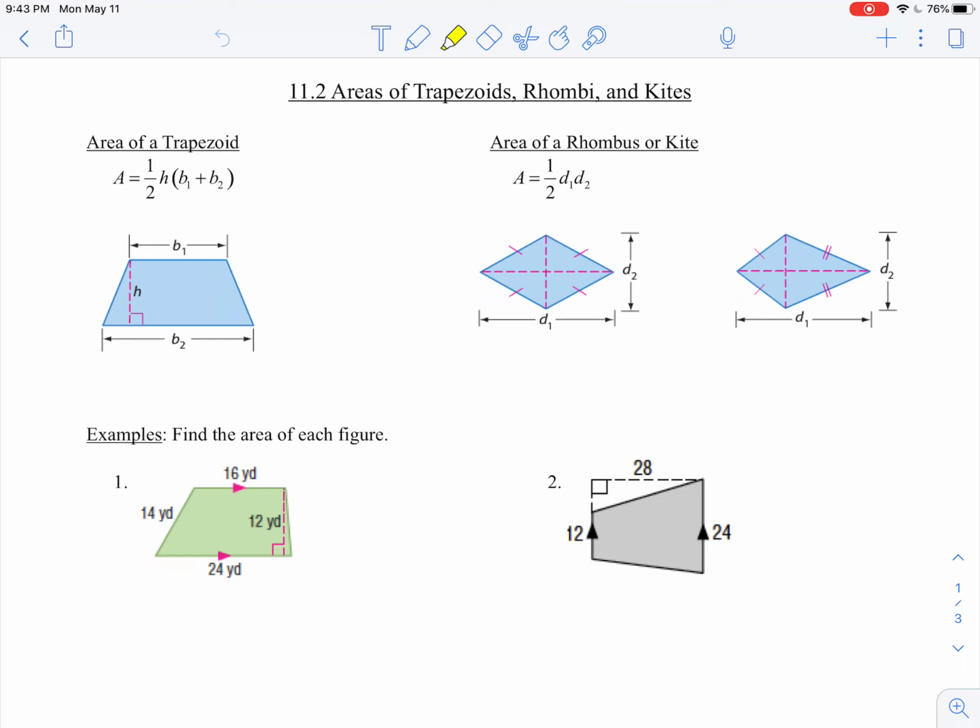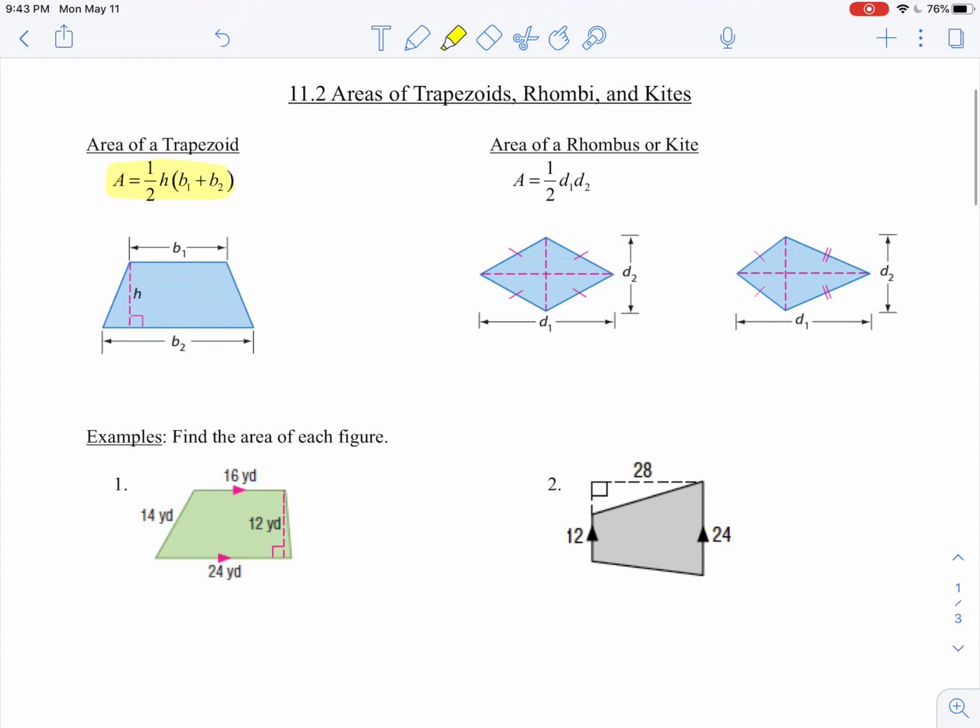Hello, today we are going to look at the areas of trapezoids, rhombi, and kites. We have two different formulas for today. The first one is the formula for the area of a trapezoid. A trapezoid has an area equal to 1/2 times its height times the length of its two bases.